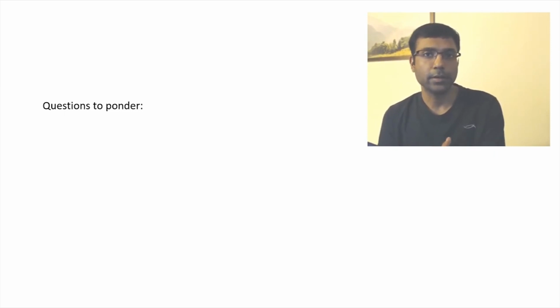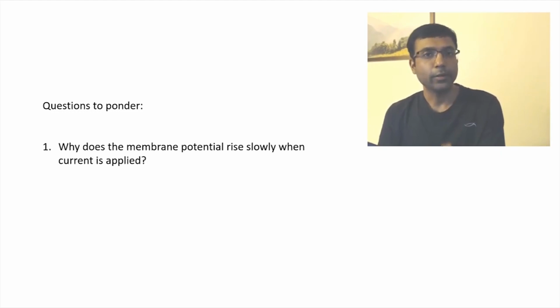Another question that comes out is, when we apply a square current pulse, why do we see a gradual rise in the membrane potential instead of a sharp rise, just like the current? What gives rise to this gradual increase rather than a sharp increase? And a second question that also comes up is, why is the membrane potential around minus 65 millivolts? Why is it not minus 20 or minus 100? What defines this level? That we will try to understand in the next few videos.